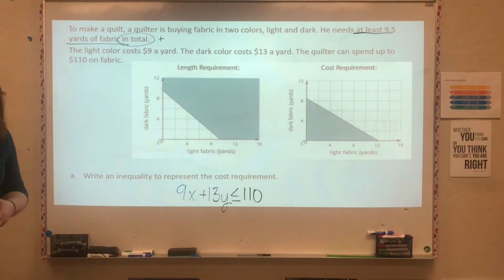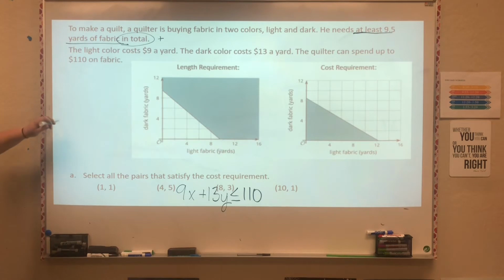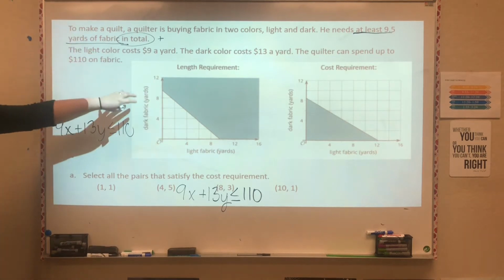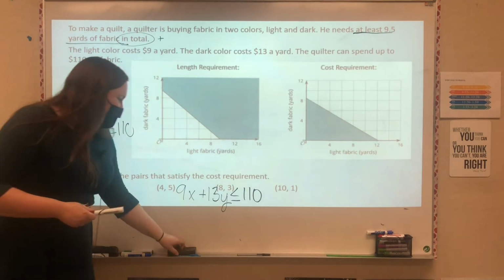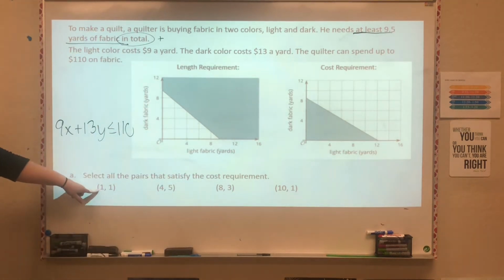So we've got our inequality here. Similar question to what you were just doing a moment ago then. Tell me if these pairs here satisfy the cost requirement. I keep writing that. I'm going to put it over here. So same thing. We've got the problem. We've got the graph. We've got the inequality. I've got 4 points, and we want to know, do they satisfy?